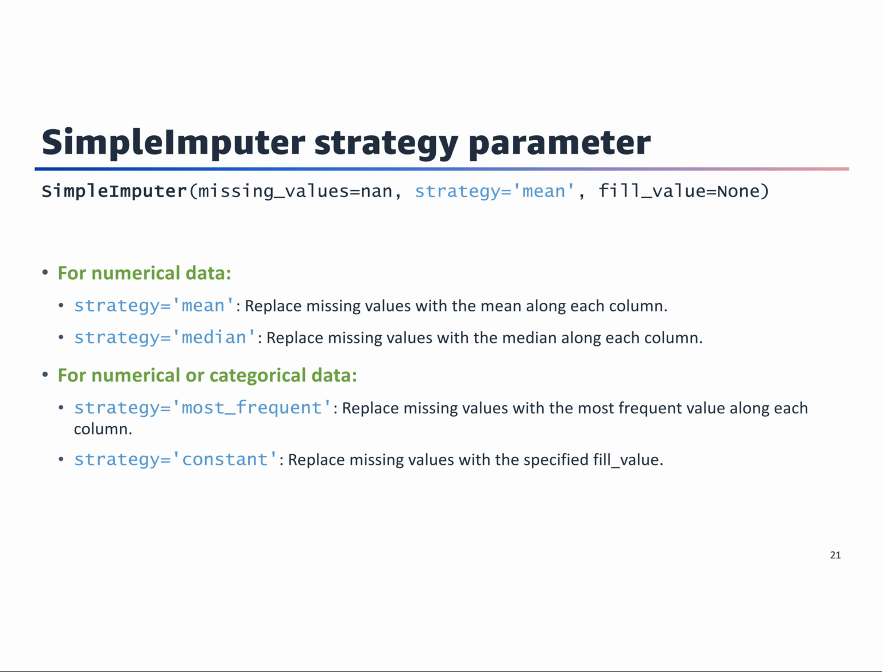The SimpleImputer strategy parameter allows you to specify how missing values should be imputed or replaced. For numerical data, you can choose the mean strategy to replace missing values with the mean value along each column, or the median strategy to use the median value instead. These strategies are suitable for numerical data types. For numerical or categorical data, you can use the most frequent strategy to replace missing values with the most frequent value in each column. Alternatively, the constant strategy allows you to replace missing values with a specified constant value.